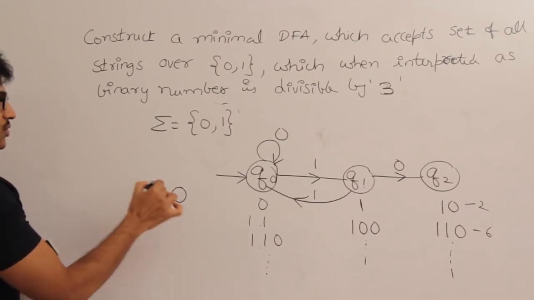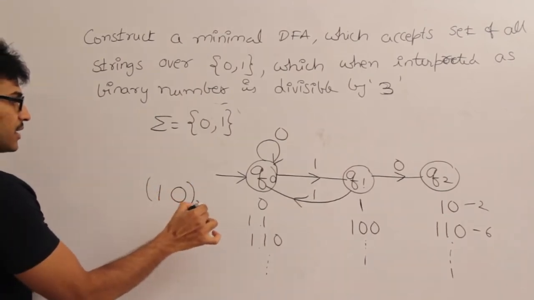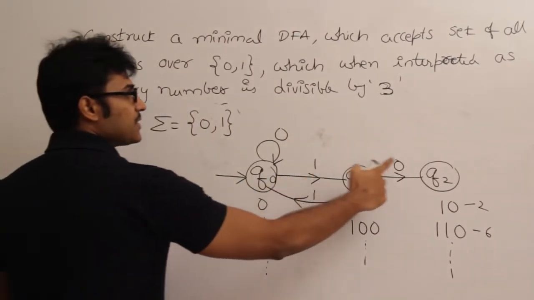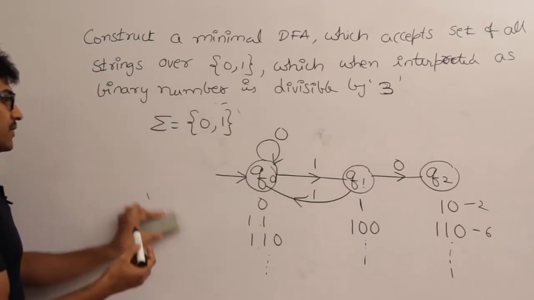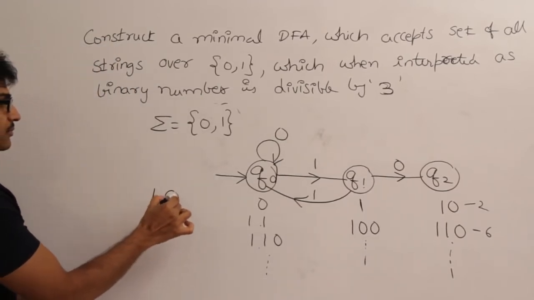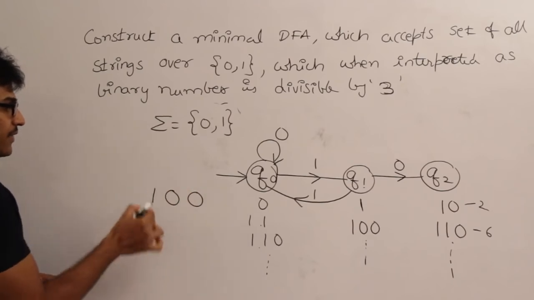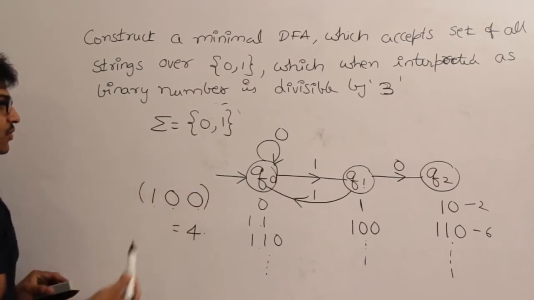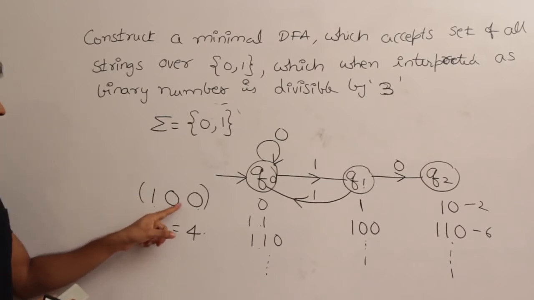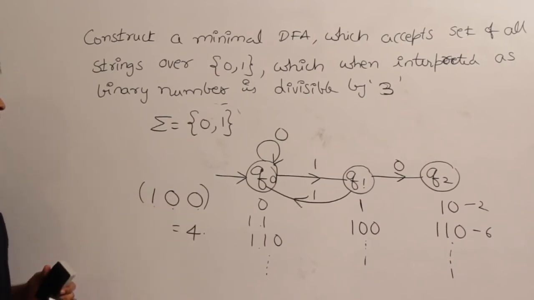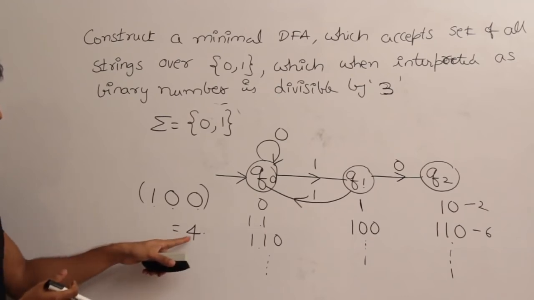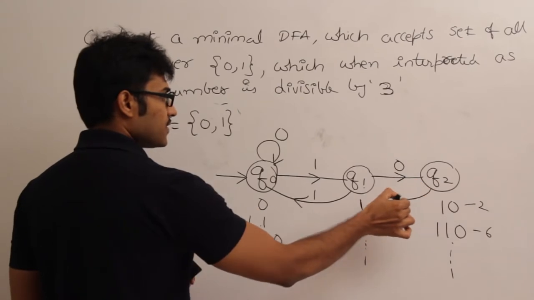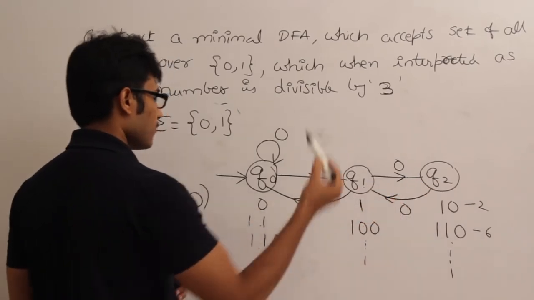So 1, 0 in base 2, if it is a binary number, in decimal it is going to be 2. Okay. So if I am in state Q2, by looking at 1, 0, if I see a 0, the entire number is going to be 4. 1, 0, 0 is going to be 4. Now what is 1, 0, 0 remainder when divided by 3? What is 4's remainder when divided by 3? It is nothing but 1. Therefore, on seeing a 0, I will come back to 1.